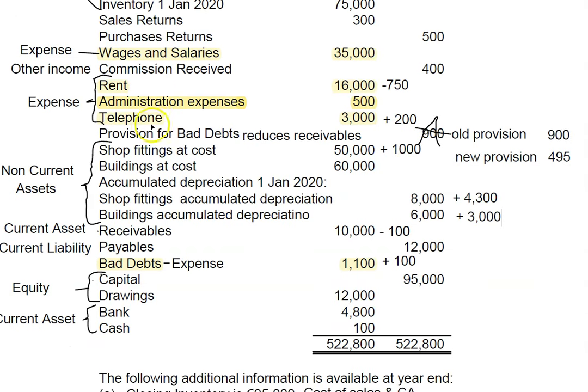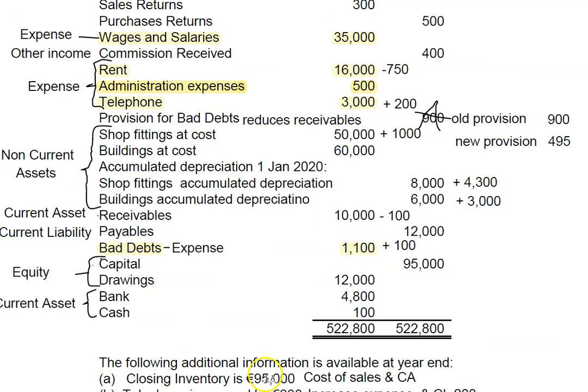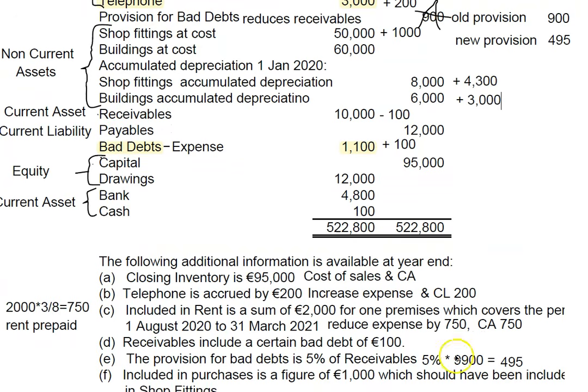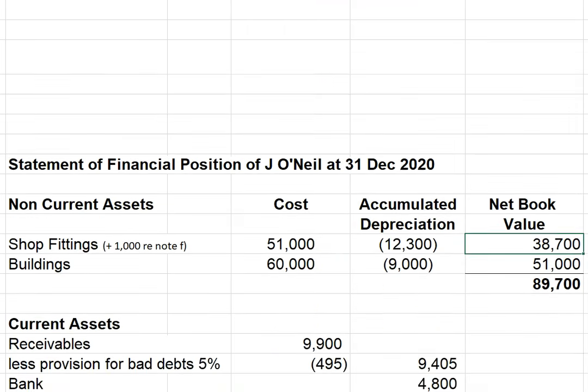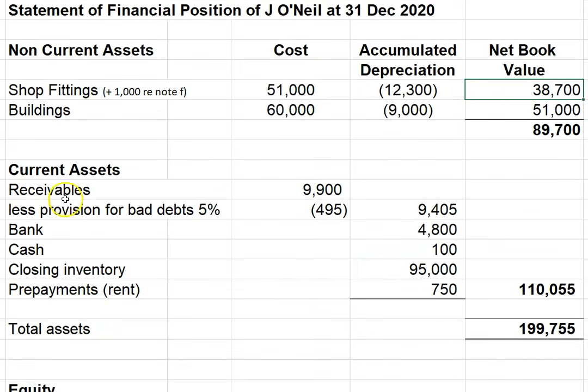Then we look for our current assets, and it's always closing inventory, which is below the trial balance. You'll always have receivables, 9,900, minus provision for bad debts. And you'll remember that the provision for bad debts is now 5% of receivables. So we're going to show receivables, 9,900, minus 5% of that, which is the 495. So they're the current assets. So we're saying a more realistic or more prudent figure for receivables is a lower amount of 9,405.